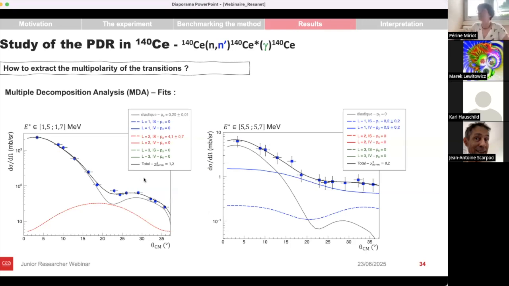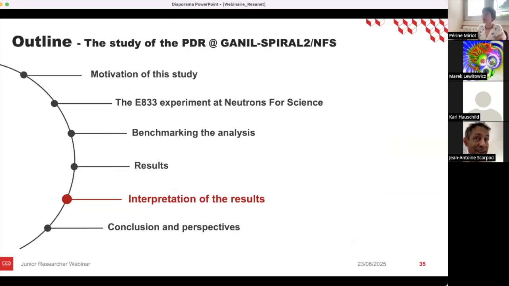And so this multipole decomposition analysis was performed for each slice in energy. And for each slice in energy, the corresponding coefficients were extracted. So this brings me to the last part of this presentation, which concerns the interpretation of the results.